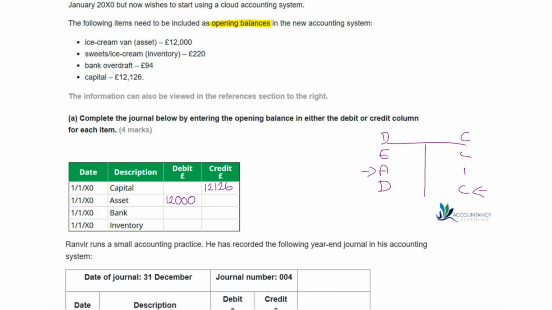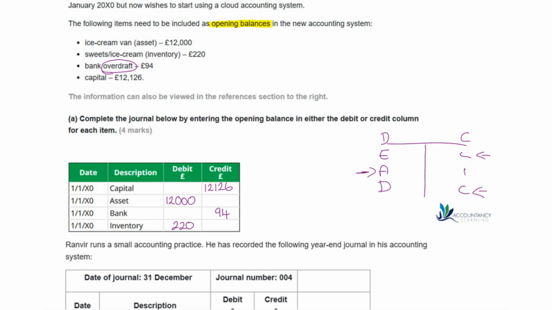The bank, importantly, is an overdraft, so it means there's no money in the bank. It means we've gone into our overdraft, so that then is a liability. So don't always think the bank is an asset, it can also be a liability. So that is on the credit side. And inventory is another form of asset, so you will have that on your debit side.